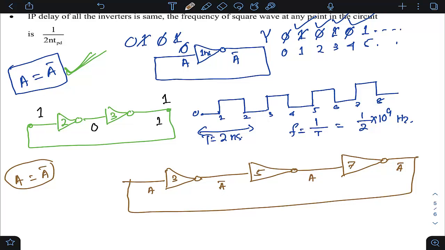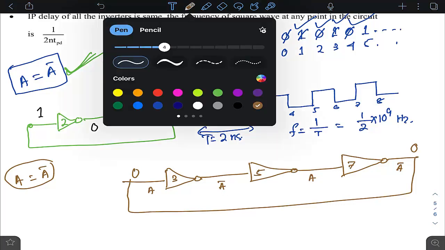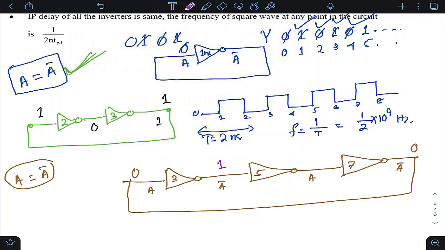So initially, let me assume that this condition is 0. If this is 0 means this is also 0, because this is the same line, right? If this is 0, then after 3 nanosecond, this will be 1. So 1 is the input to this NOT gate, whose delay is 5 nanosecond. So after 5 nanosecond, 1 is the input, so its output will be 0. Then 0 is the input to this NOT gate, then after 7 nanosecond, this will be 1.